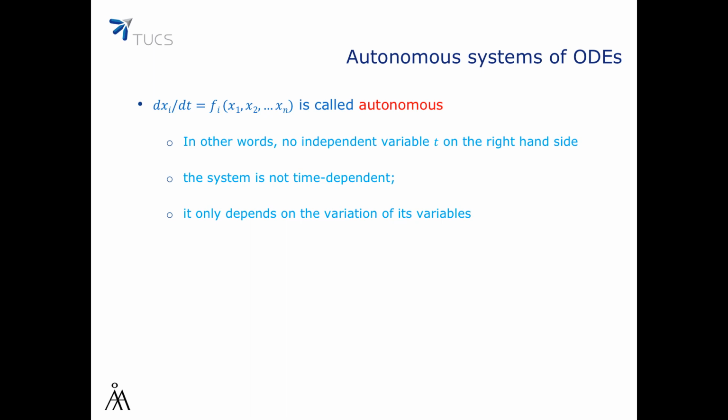In this video, we only consider autonomous systems of ODEs. In other words, there is no independent variable t on the right-hand side, meaning that the system is not time-dependent and it only depends on the variation of its variables.